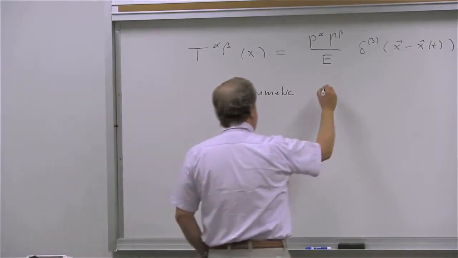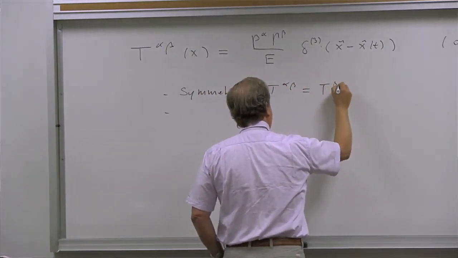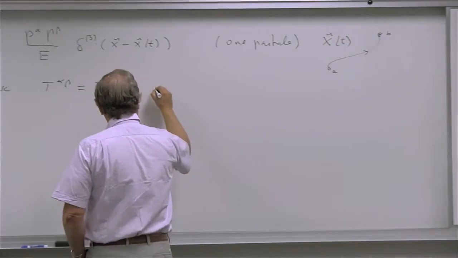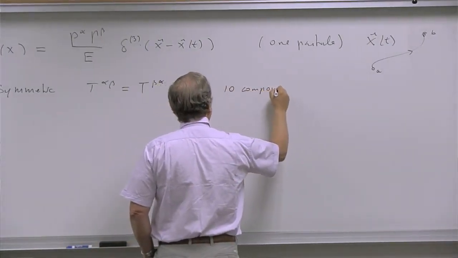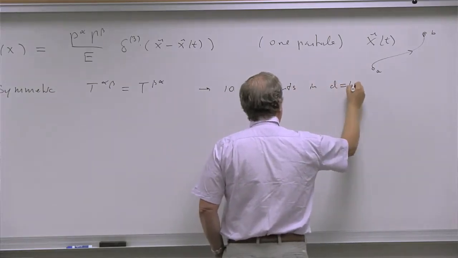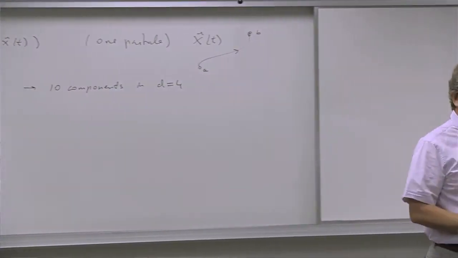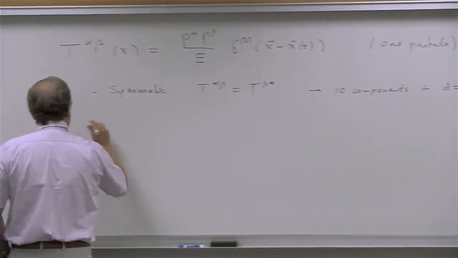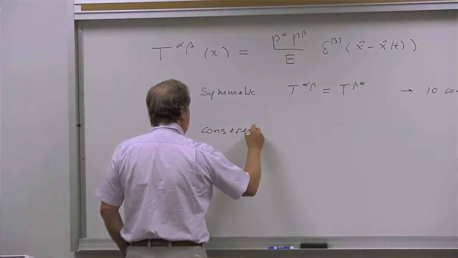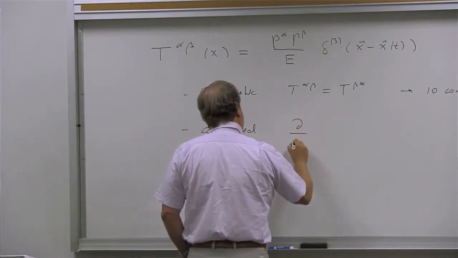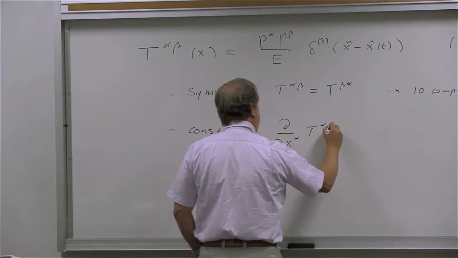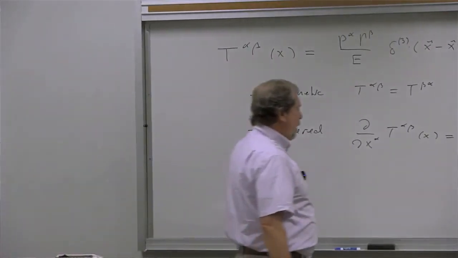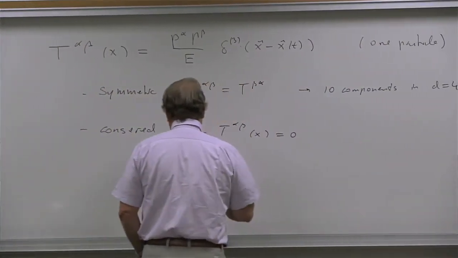And so that means that T alpha beta is equal to T beta alpha. And so that means that it has 10 components in 4 dimensions, right? So when a tensor is symmetric, it doesn't have 4 by 4, which is 16, but just 10 components. And in addition, it is conserved, so it means that d by dx alpha of T alpha beta of x is equal to 0, right? So it is a conserved quantity. And so that means that we can construct 4 conserved quantities.